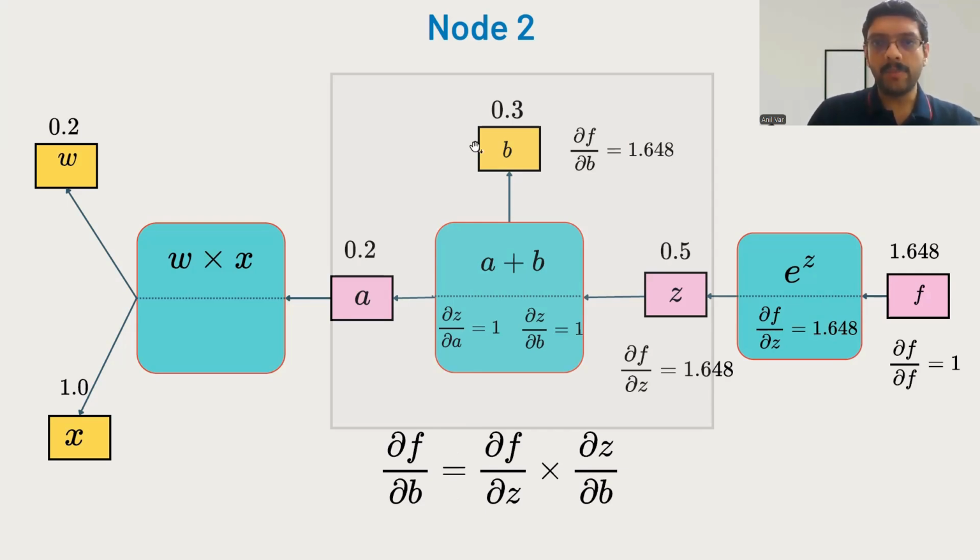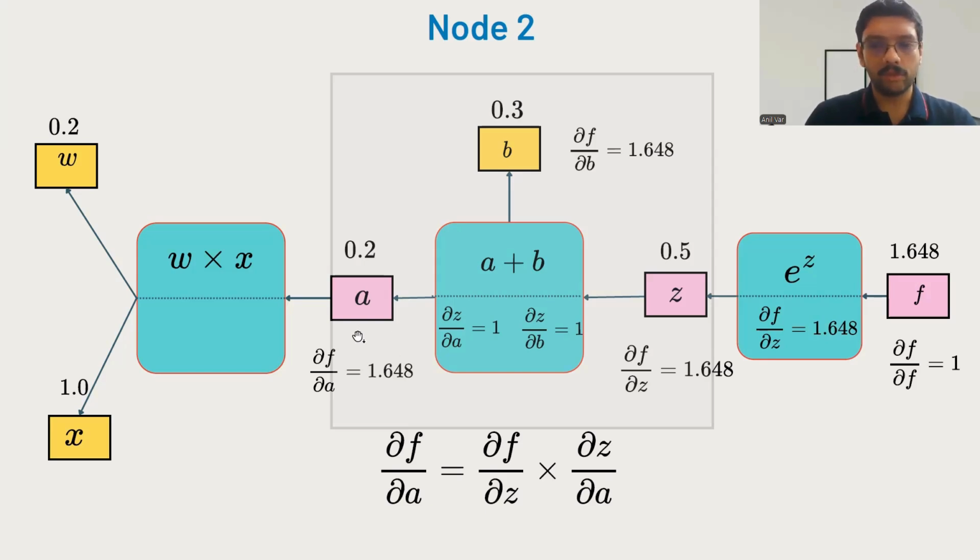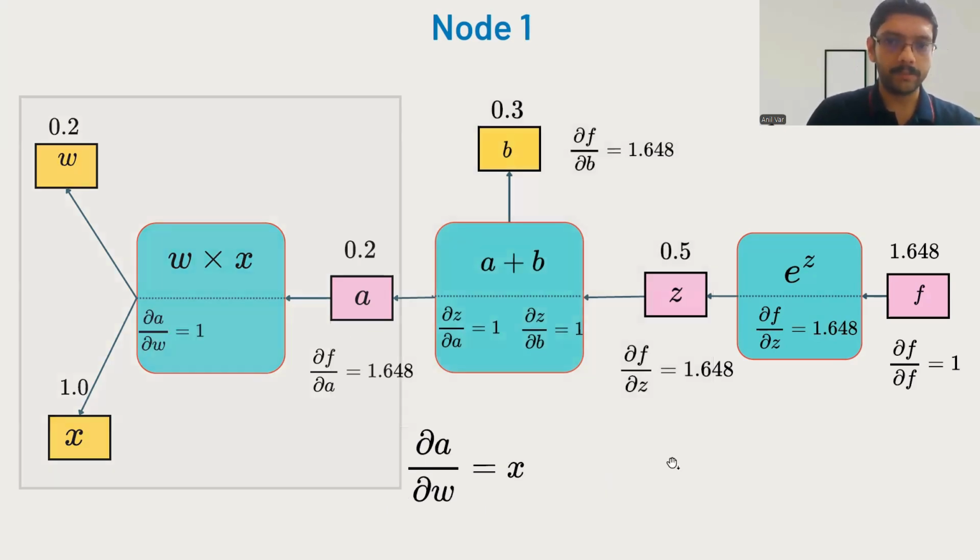So let's take the first one, b. That's an input. So ∂f/∂b, using the chain rule, is ∂f/∂z, which is passed from upstream, times ∂z/∂b, which is the local gradient, which is 1. 1.648 times 1 is 1.648. And that's the end of that. That's the input, so in this direction we don't have to push further downstream. On the other hand, a is an intermediate variable, so we'll use the same approach. ∂f/∂a is ∂f/∂z times ∂z/∂a. Using the chain rule, it's 1.648 times 1, which is 1.648. And that now is pushed further down to the first node.